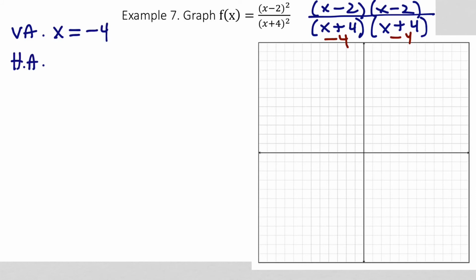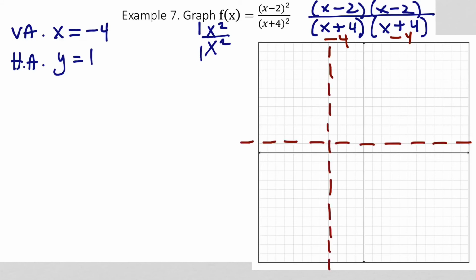All right, let's do my horizontal asymptote now. So you can see that the highest degree of the numerator is x squared, and the highest degree of the denominator is x squared. So this is the case where you're same. So you take the ratio of the leading coefficients. So it's going to be 1. So I've got a horizontal asymptote of y is equal to 1.